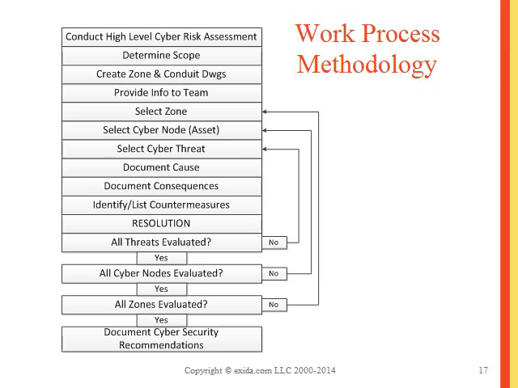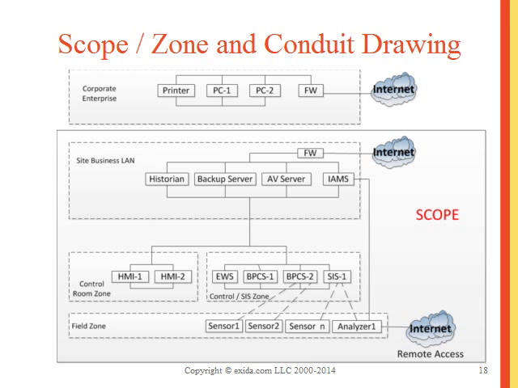Now, this is a lot of information to try to put together. If we look back at the zone and conduit drawing that I previously showed, in the case of this example, we're identifying the scope as just the business LAN zone, as well as the control room, the control system, and the field zone. We're excluding from this particular example analysis the corporate enterprise.